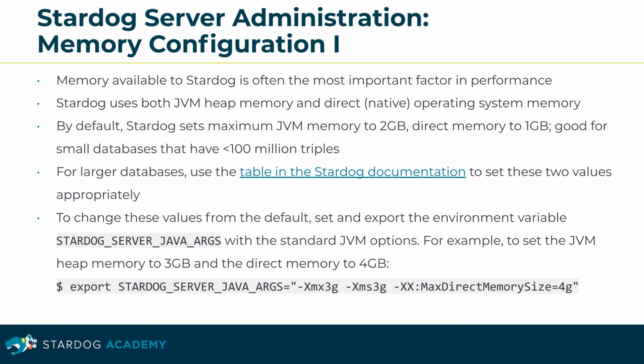To change these values from the default, set and export the environment variable STARDOG_SERVER_JAVA_ARGS with the standard JVM options. For example, to set the JVM heap memory to 3 gigabytes and the direct memory to 4 gigabytes, use the following command. export STARDOG_SERVER_JAVA_ARGS equals -Xmx3g -Xms3g -XX:MaxDirectMemorySize=4G, all of that in double quotes.